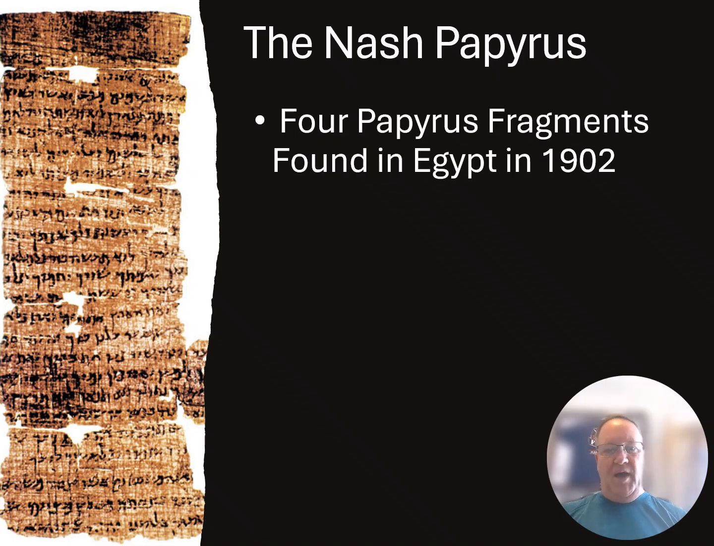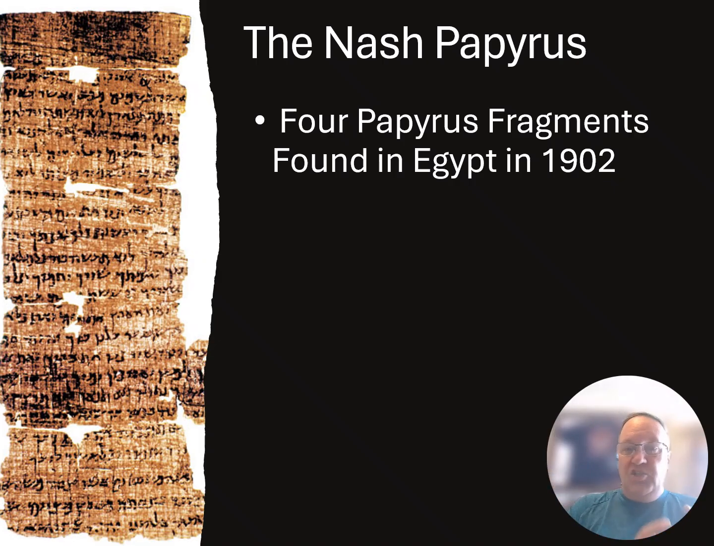So the Nash Papyrus is actually 4 papyrus fragments that were found in Egypt in 1902. And so this is a picture of them. And I'm not exactly sure where the fragments break up, this might be one fragment, this might be 2, this might be 3, and then a little fourth attachment here. I'm not sure how that all breaks up, but this is a picture of all 4 put together in order.